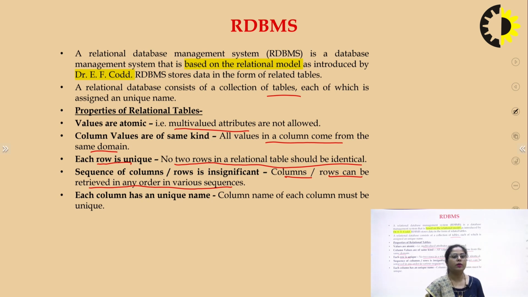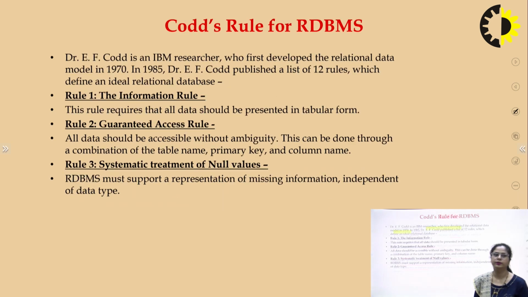Next, each column has a unique name. The column names are also called the attribute names. The attribute names, or the column names, of the table should be unique.